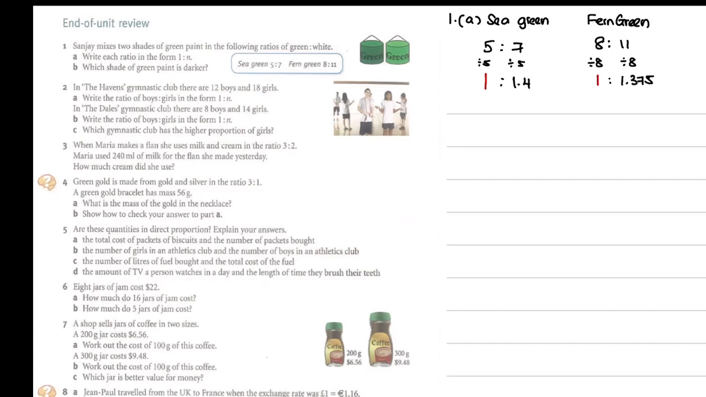So as you can see, it means that in sea green, for every 1 part of green, you will get 1.4 parts of white. For fern green, for 1 part of green, you will get 1.375 parts of white. It means that in sea green, there is more white than fern green. So for question B, you can immediately answer fern green is darker.